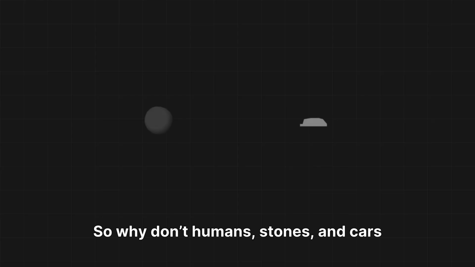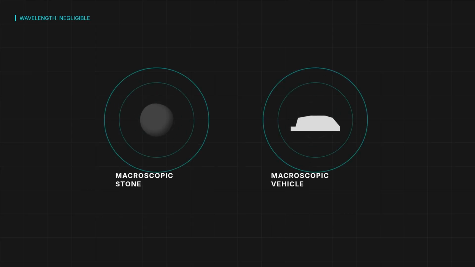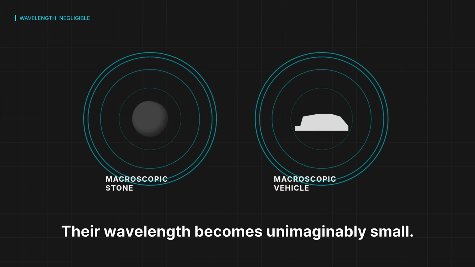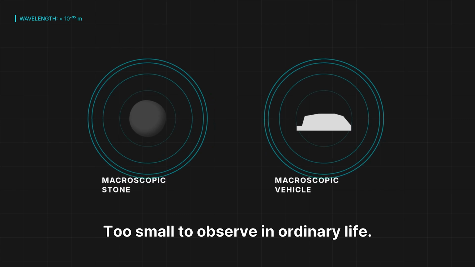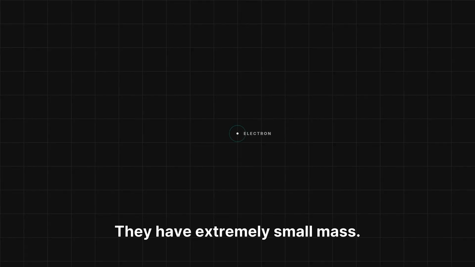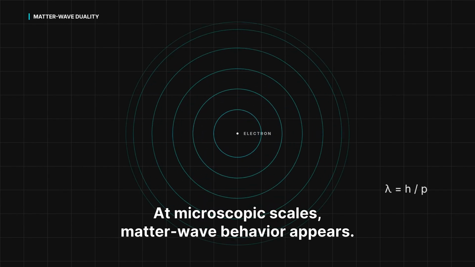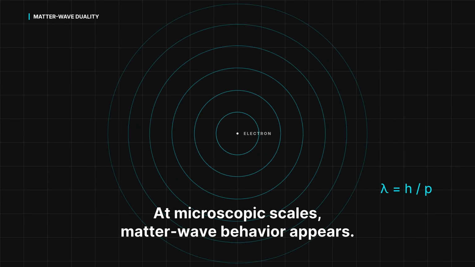So why don't humans, stones, and cars look like waves? Because their momentum is enormous. Their wavelength becomes unimaginably small, too small to observe in ordinary life. But electrons are different. They have extremely small mass, so their wavelength can become physically relevant. At microscopic scales, matter wave behavior appears.